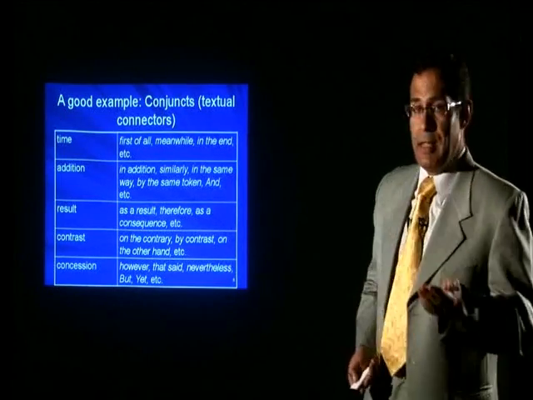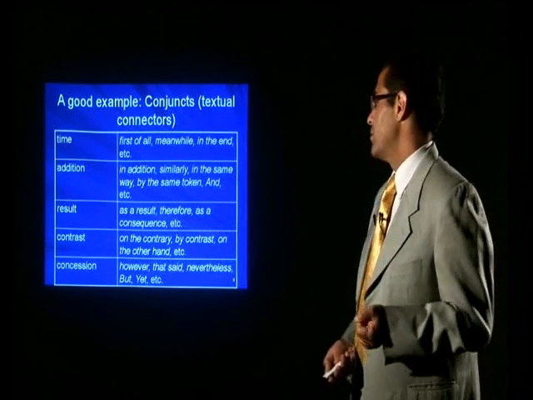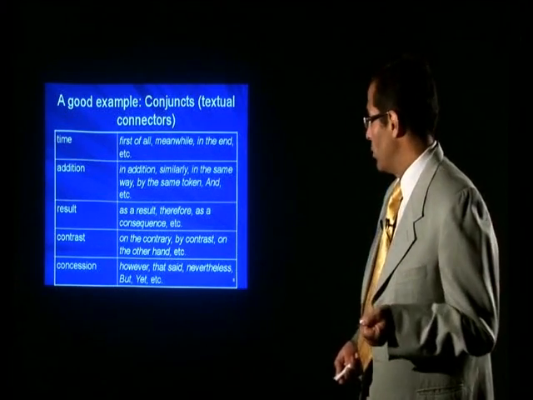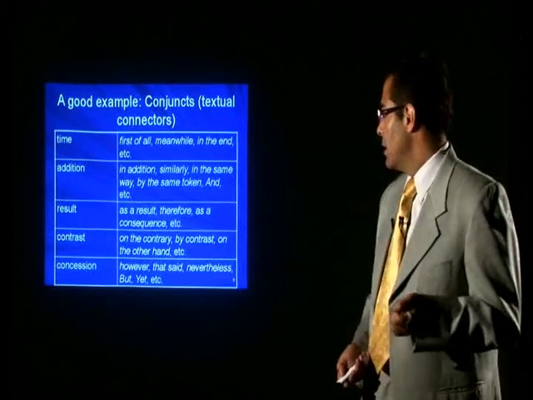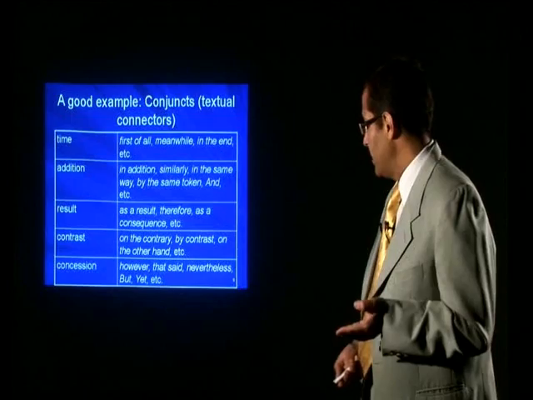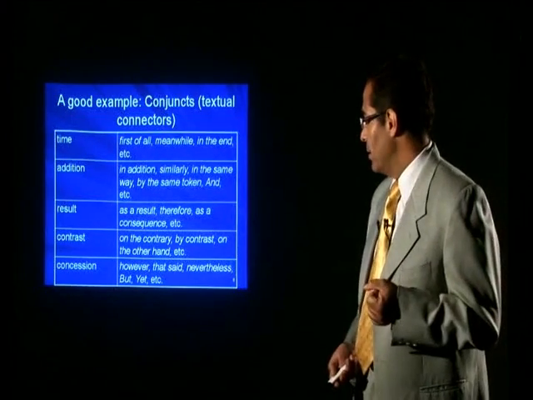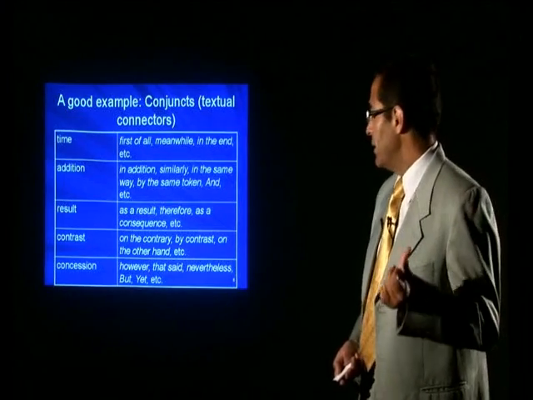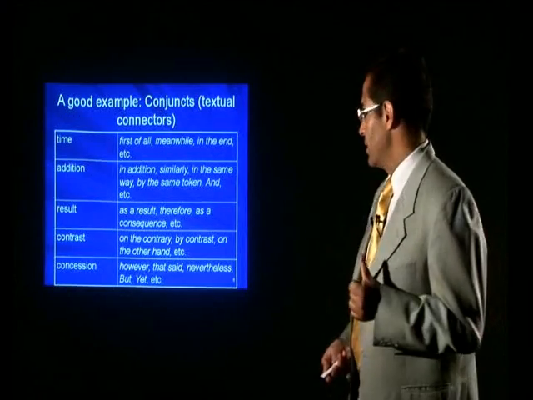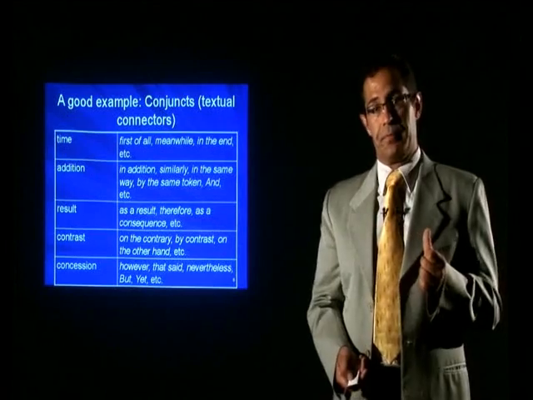We've got also result conjuncts such as as a result, therefore, as a consequence, etc. Contrast conjuncts: on the contrary, by contrast, on the other hand. Concession conjuncts such as however, that said, nevertheless, and again the otherwise typical conjunctions but and yet, which in this case we're going to treat as conjuncts and not as coordinators.